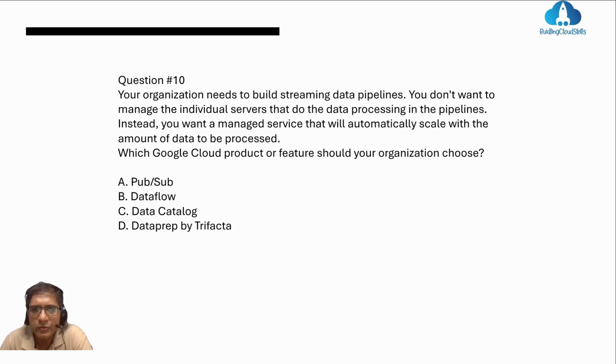Your organization needs to build streaming data pipelines. You don't want to manage individual servers to do the data processing in the pipelines. Instead, you want a managed service that will automatically scale with the amount of data to be processed. Which Google Cloud product or feature should your organization choose? A. Pub/Sub, B. Dataflow, C. Data Catalog, D. Dataprep by Trifacta. Right answer is Dataflow.